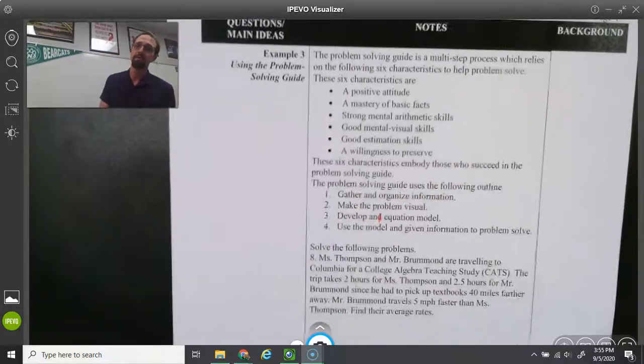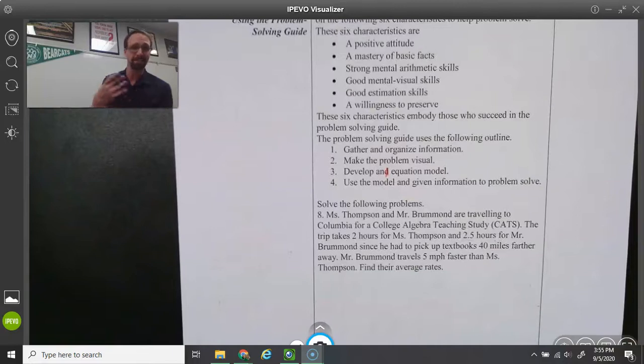So what we're going to do with those skills is develop the guide of gathering and organizing information, make the problem visual, develop an equation model, and then use the model to give information to problem solve.